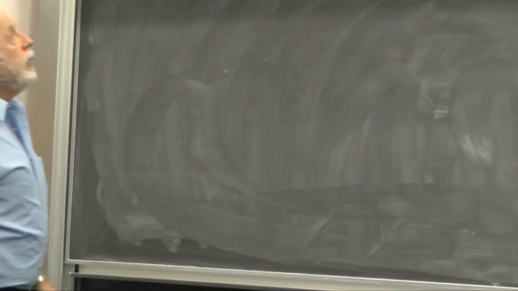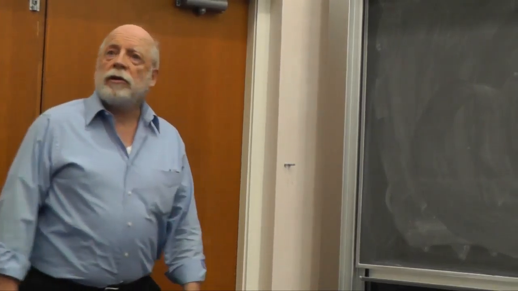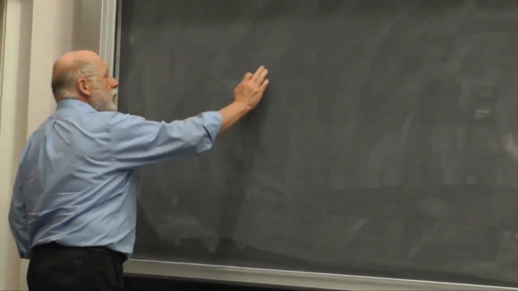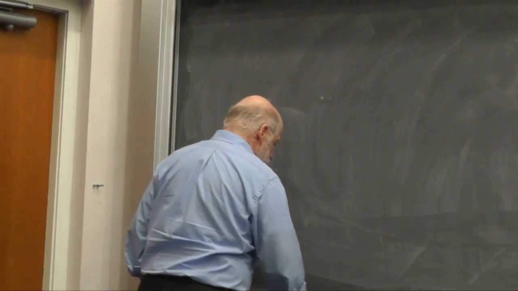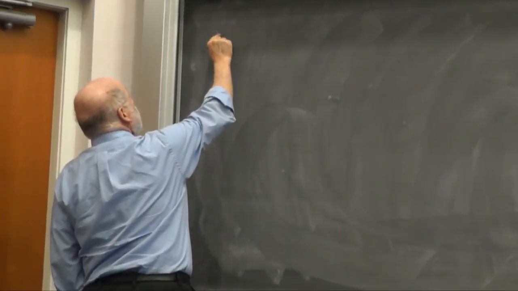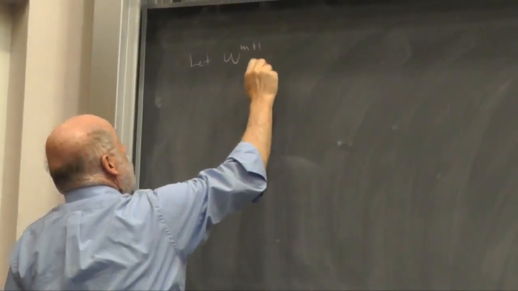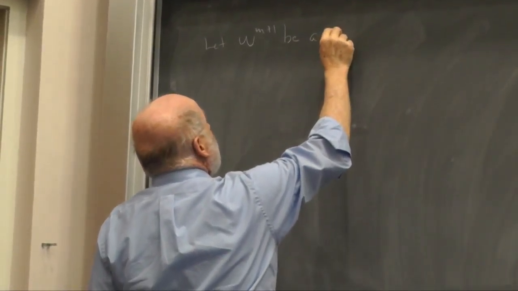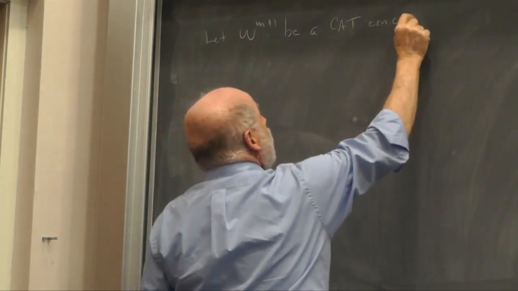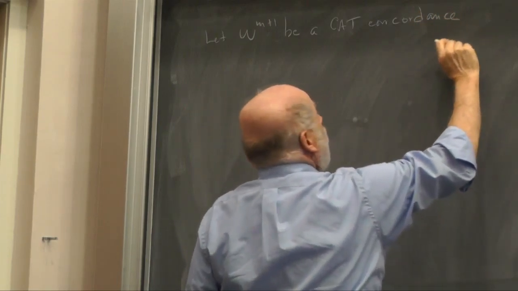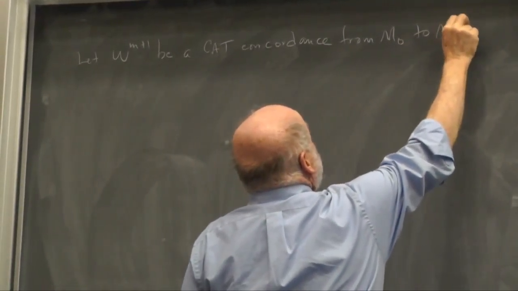So the product structure theorem. Well, it uses concordance implies isotopy. So let me remind you of what that is about. Let W^(m+1) be a cat concordance from M_0 to M_1. So these are dimension m as usual.